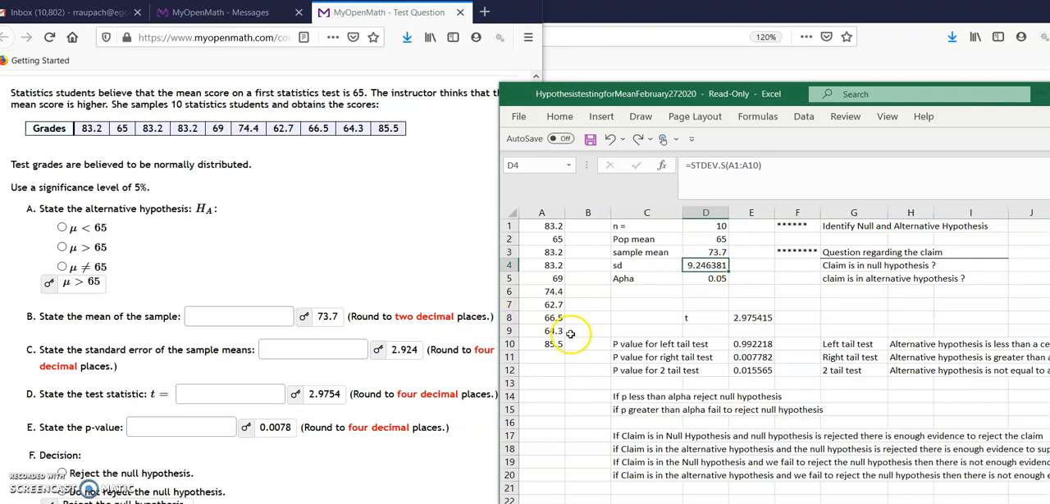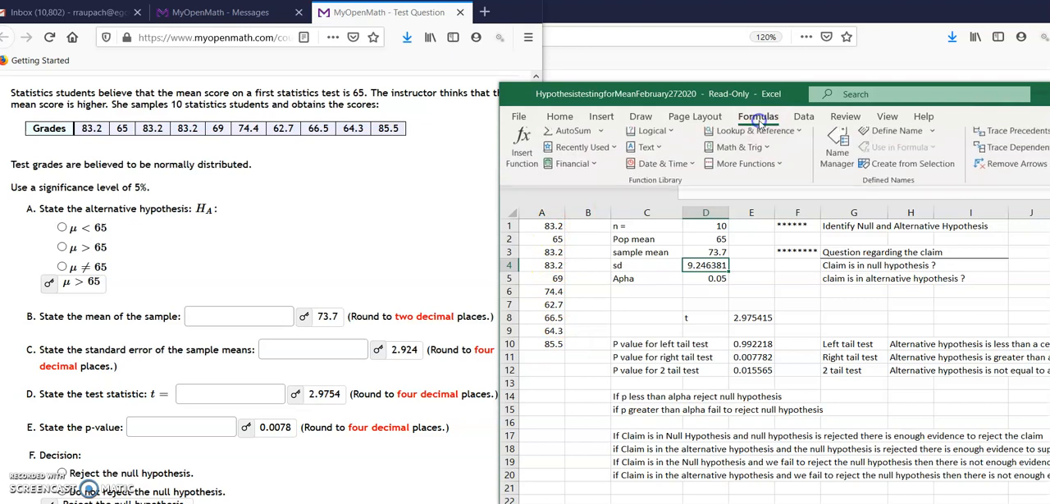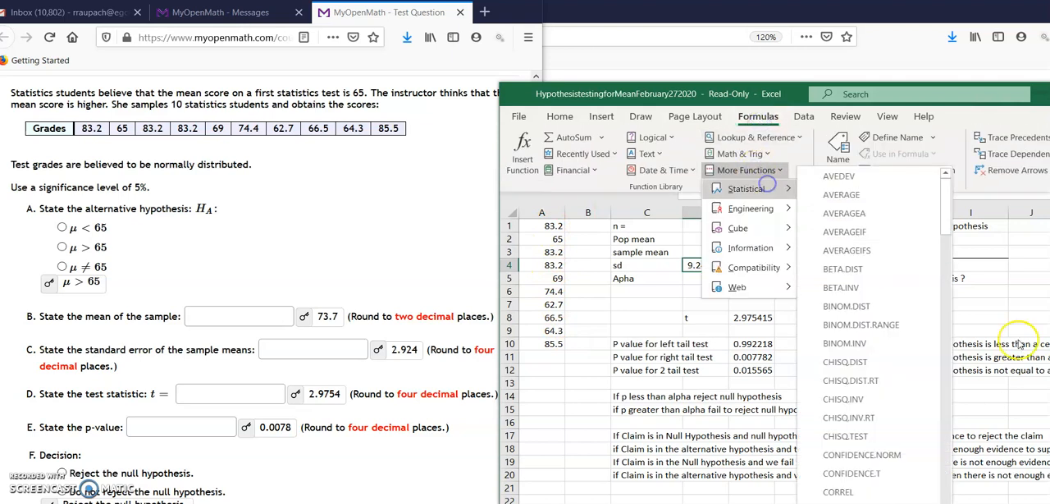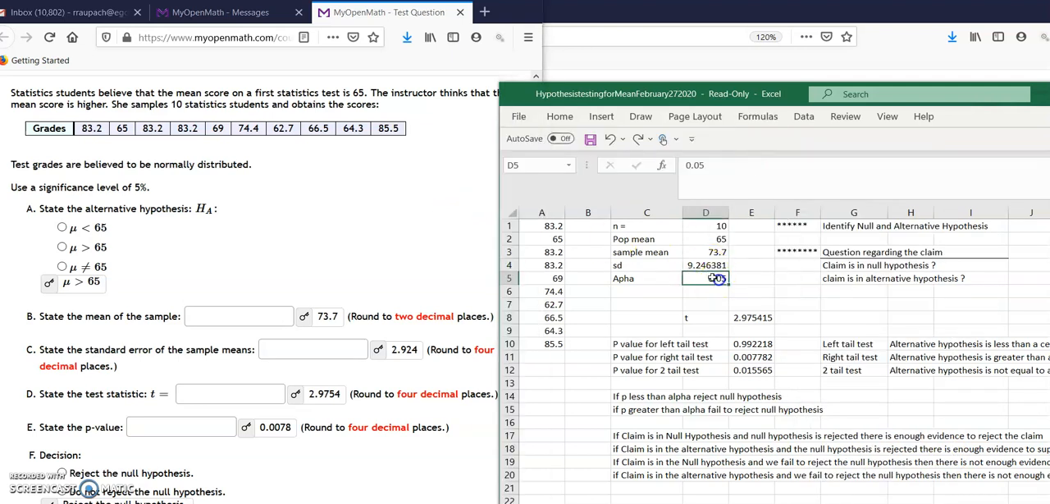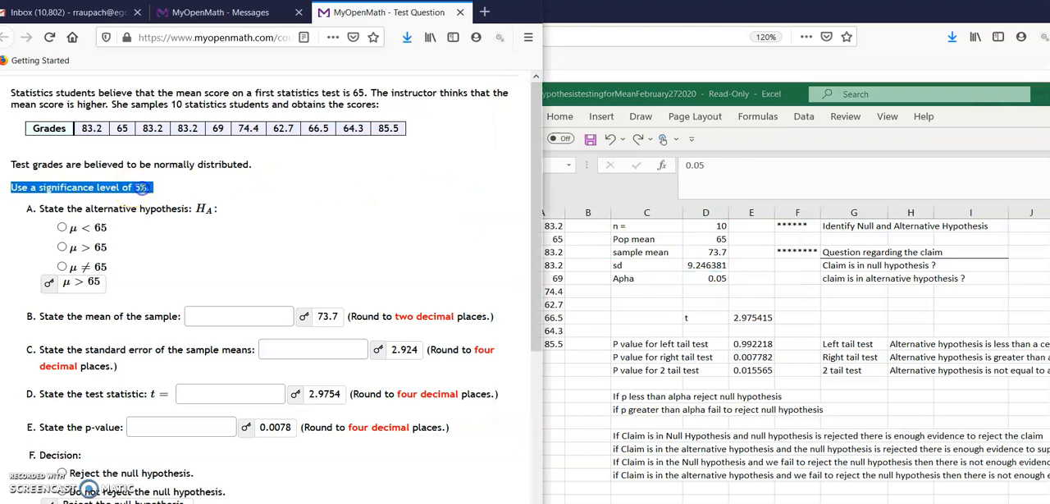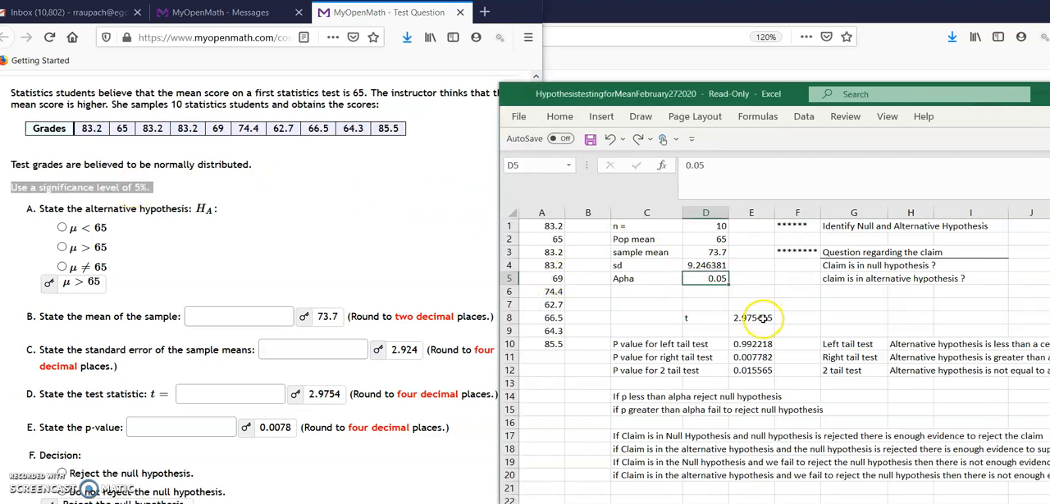All right, the standard deviation is the same thing, except you use formulas, more functions, statistical, STDEV.S, okay? So you get that. Alpha is 0.05. That gives you there 5%. Now, the sample mean is 73.7. That's your answer here. However, okay, you need this.